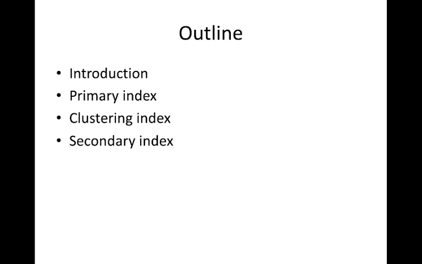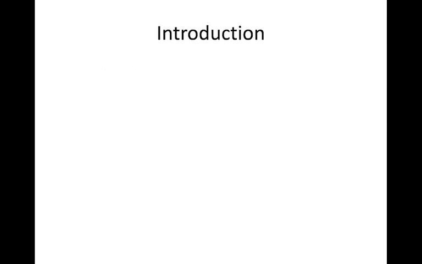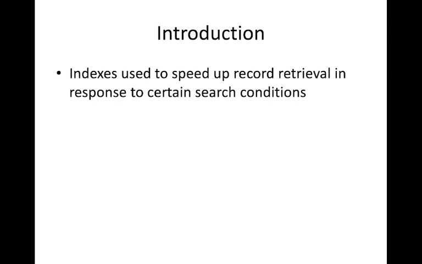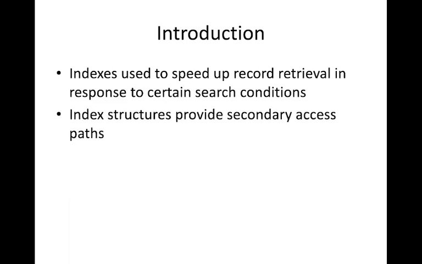So this is the outline of this lecture. We'll see an introduction, then primary indexing, clustering indexing, and secondary indexing. These indexes are used to speed up record retrieval in response to certain search conditions. So when we want to search something, if we have an index, then record retrieval will be much faster. An index structure provides secondary access paths, an alternative path to access those records from the hard disk.